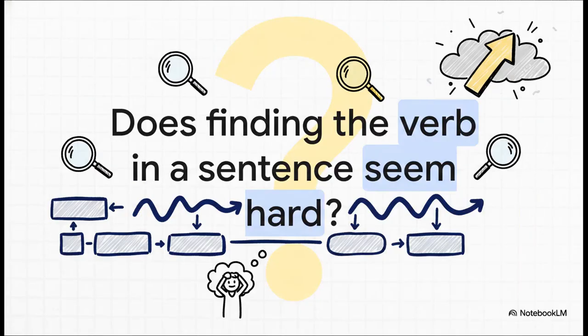So, does this look familiar? You're staring at a sentence and you know there's a verb hiding in there somewhere, but actually pointing to it and saying, "That's it." Well, it can feel like a bit of a guessing game. It's a really common problem, but trust me, it's one we are about to solve for good.